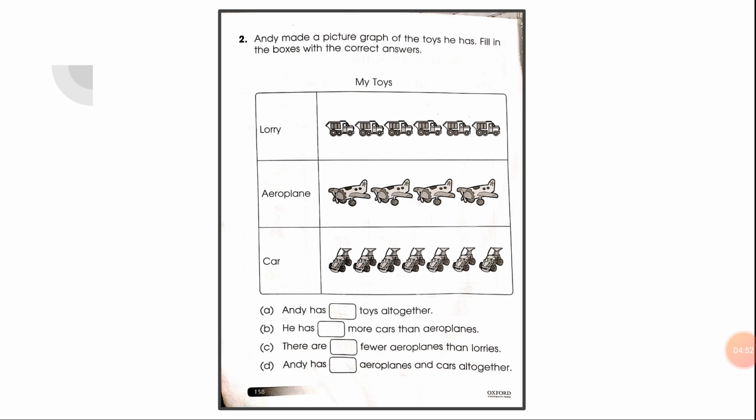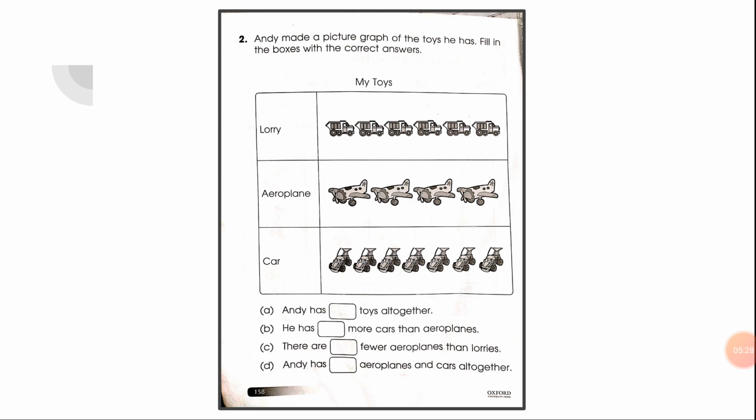Now open your workbook 1B. Page number is 158. Put date and day at the top of this page. Your question is, Andy made a picture graph of the toys he has, filling the boxes with the correct answers. Now the graph is given. Look at this graph and give me the answers to these questions, and you will write the answers inside the boxes.